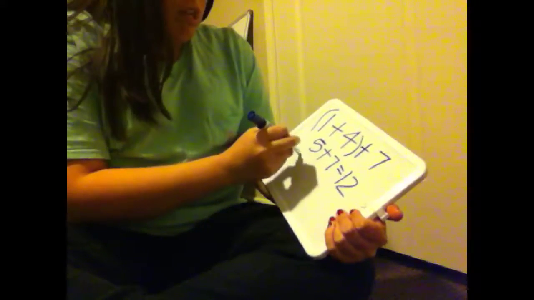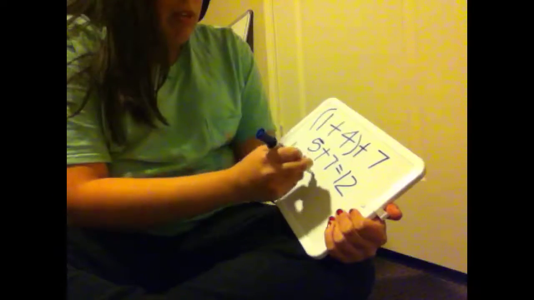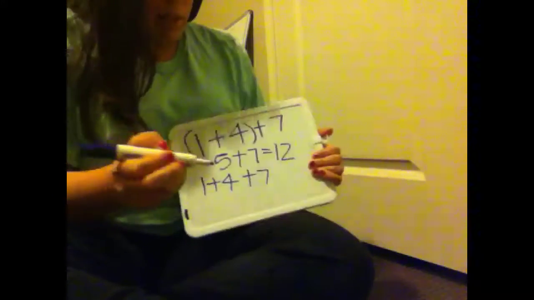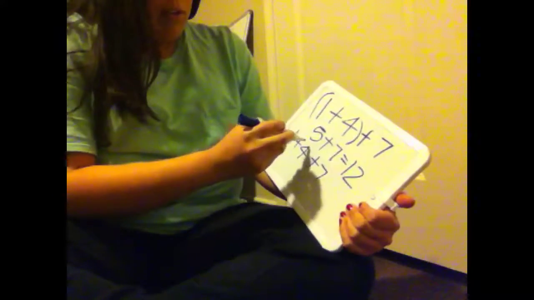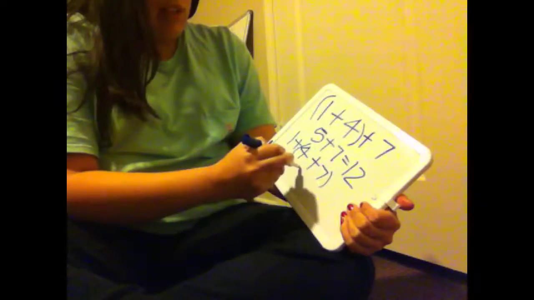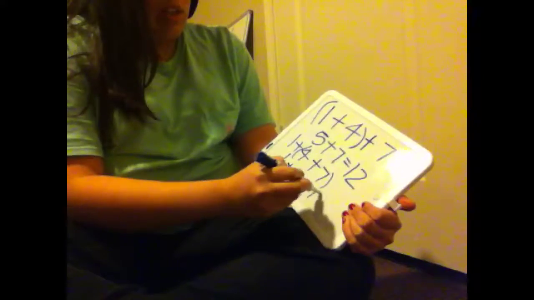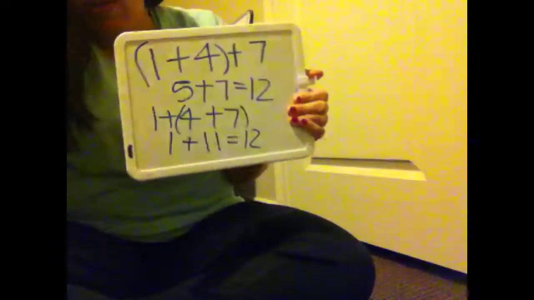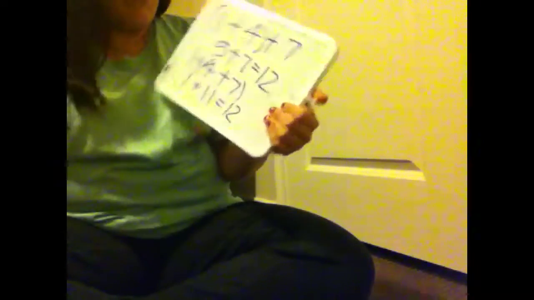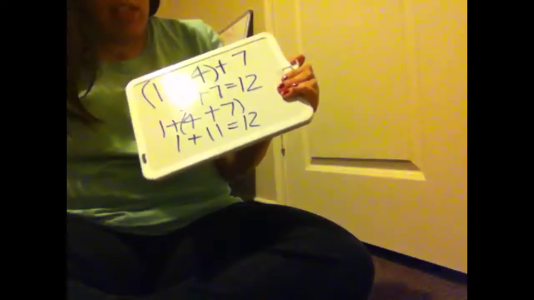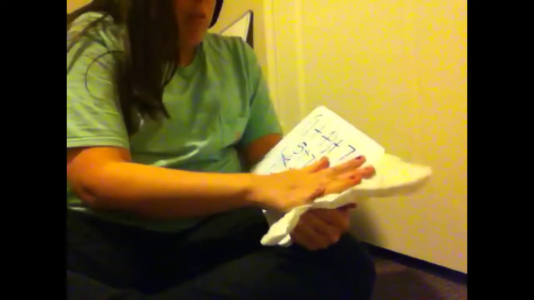Now let's write the same problem again. 1 plus 4 plus 7. And we can group together the 4 and the 7. So that gives us 11. And then the 1 gives us the 12. So it's the same thing, same problem, just grouping it together differently, but it gives you the same answer. Let's try some bigger numbers.